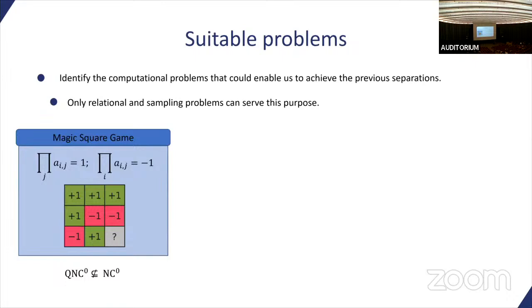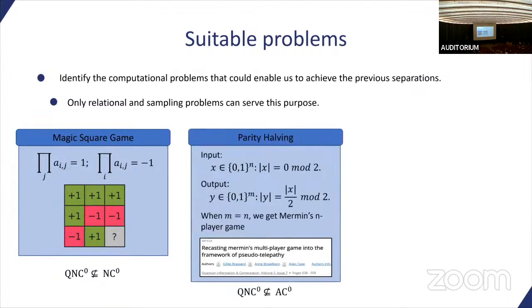So the first separation, for those who know a little bit about it, was related to this non-local game, the magic square. And the problem had the magic square problem built into it. And it was used to prove the separation. Then the separation with AC0 used a parity halving problem, where we are given an even input string, and we have to output a string which is modulo 2 congruent with the Hamming weight of the input string divided by 2.